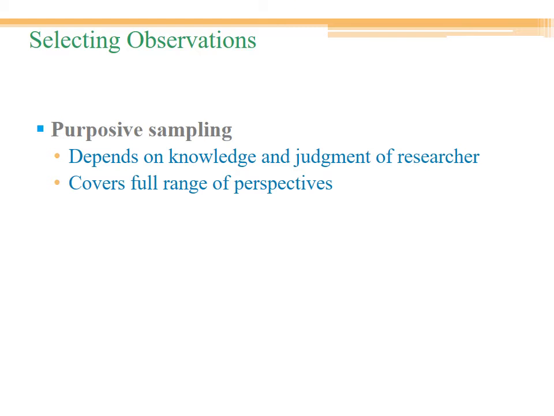There are 4 different types of non-probability sampling. We have purposive sampling. We choose this because you are looking for a specific population. So this often depends on the knowledge or judgment of a researcher that a chosen sample will offer more theoretical understanding on a topic. So it allows you to cover the full range of perspectives.